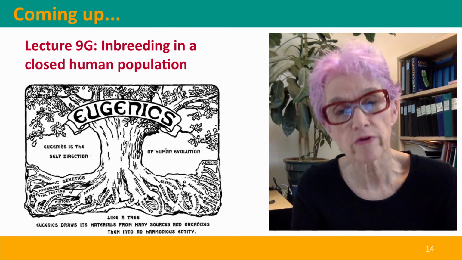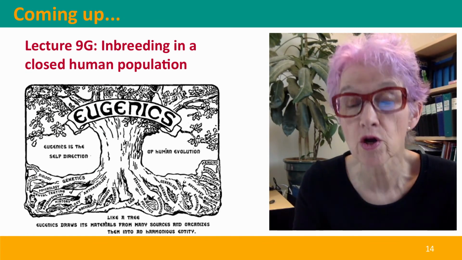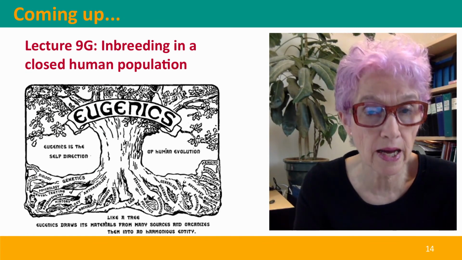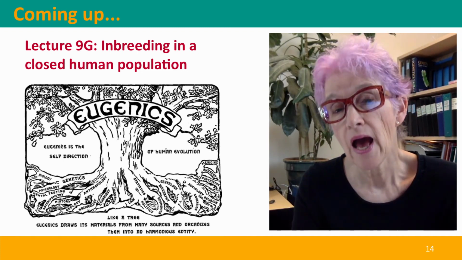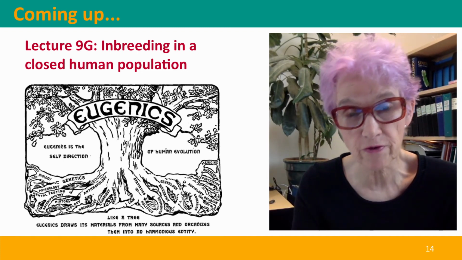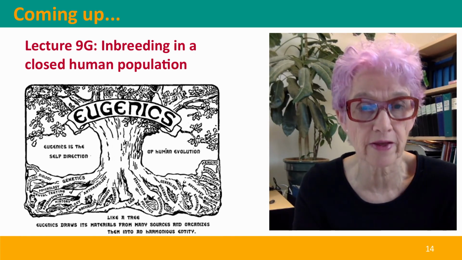Coming up next, we're going to focus on a particular population with a very high level of inbreeding, the Samaritans, and consider the problems that they suffered from inbreeding and the solution that they found.